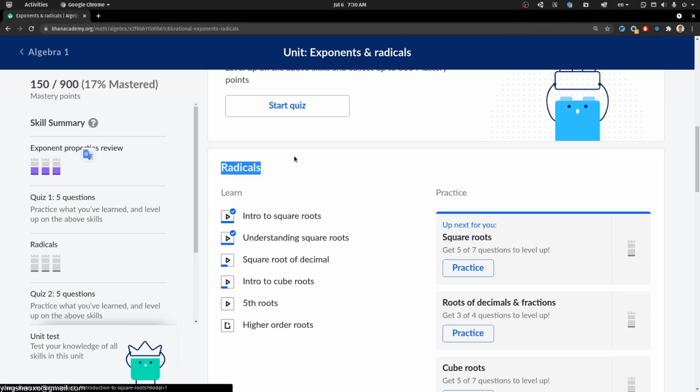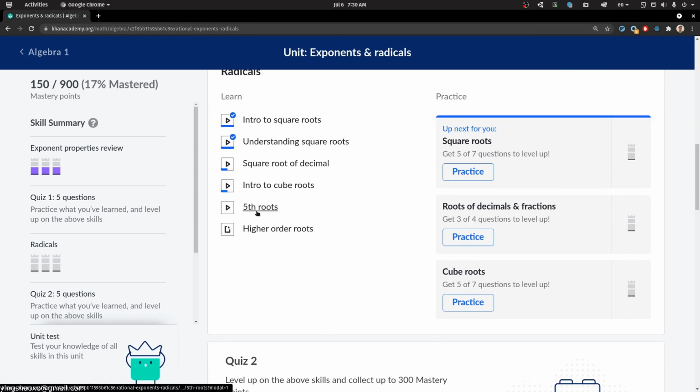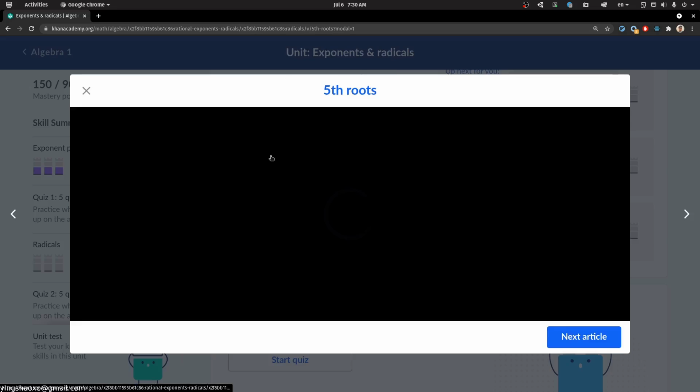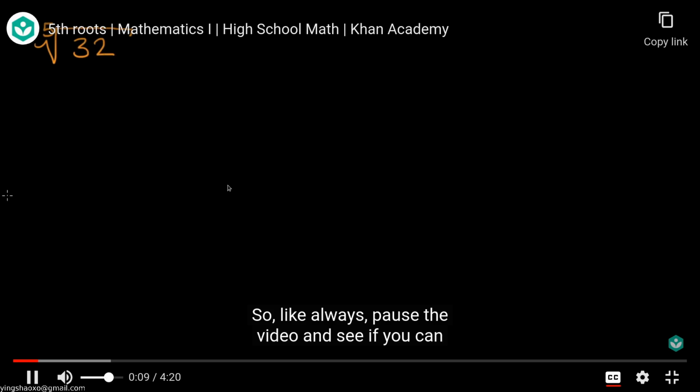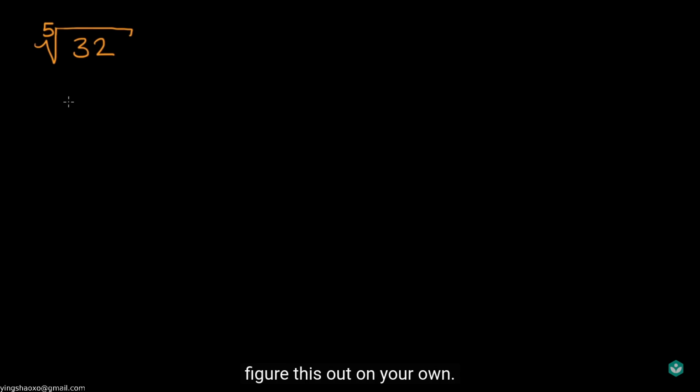All right, interesting. That's how they call the radicals or square roots. Okay, let's have a look at the fifth root, because it's just a general idea about the roots. The fifth root of 32. So like always, pause the video and see if you can figure this out on your own. So let's just remind ourselves what a fifth root is. If x is equal to the fifth root of 32, that's the same thing as saying that x to the fifth power is equal to 32.